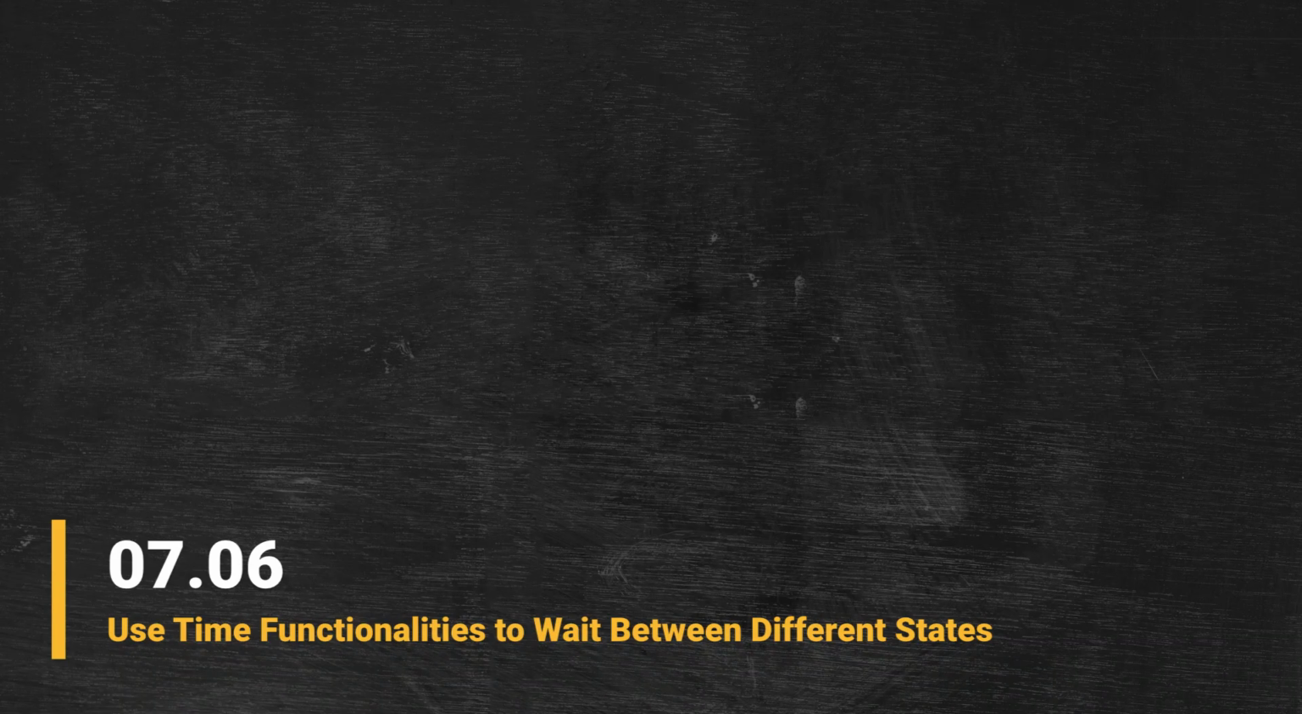Our state machine is set up, but currently, it doesn't know when to move from one color to the next. In this lecture, we will implement the timing logic. We'll use the non-blocking millis function to ensure our traffic light stays on each color for a specific duration before automatically transitioning to the next phase.